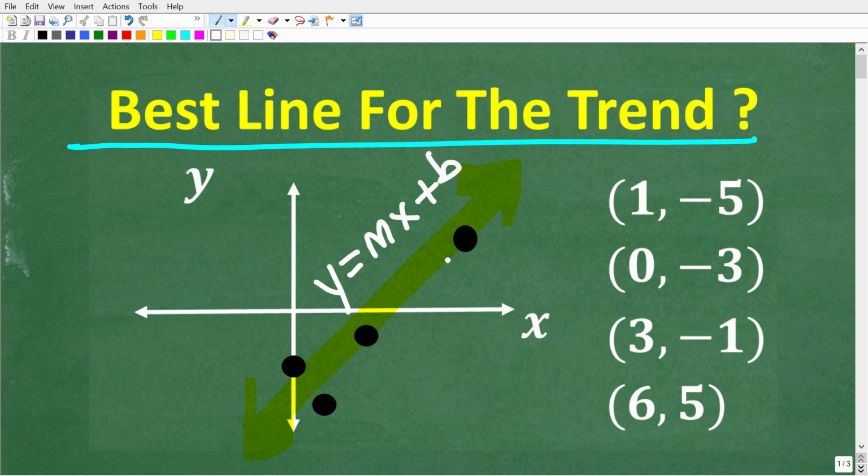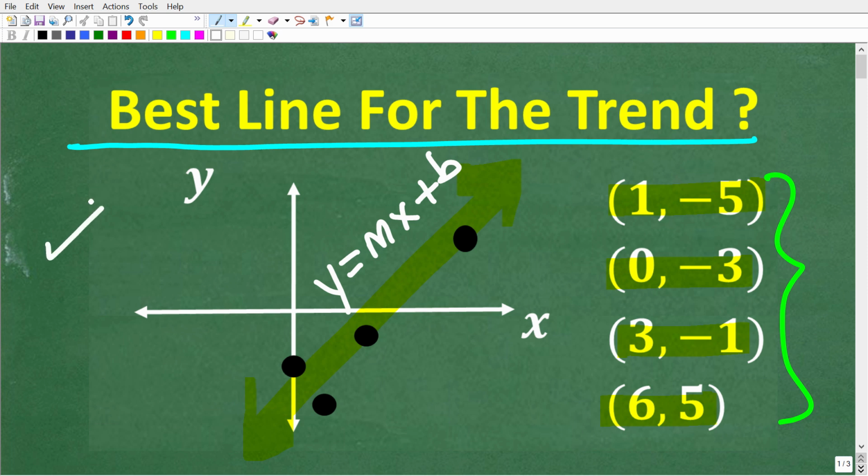Now, these points right here are actually these coordinates right over here. So we have (1, -5), (0, -3), (3, -1), and (6, 5). All right, now, if you think you know the answer, put that into the comment section. I'm going to show you the correct answer in just 1 second. Then, of course, I'm going to solve this problem step by step.